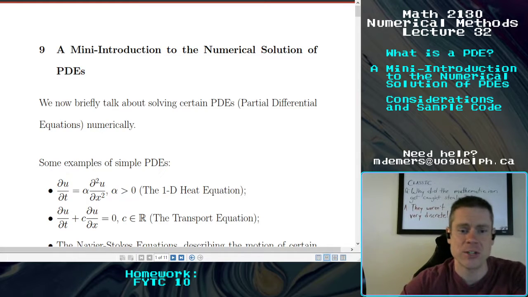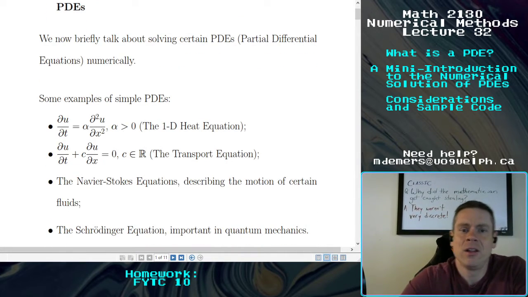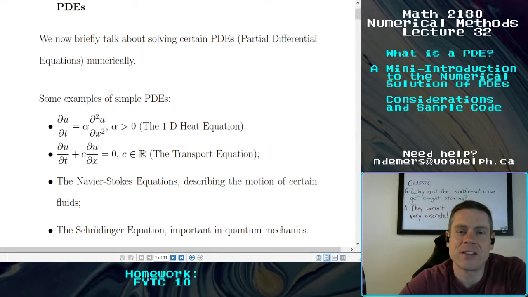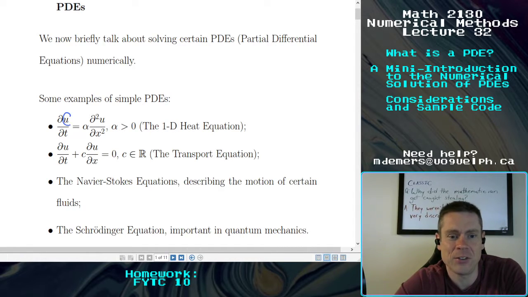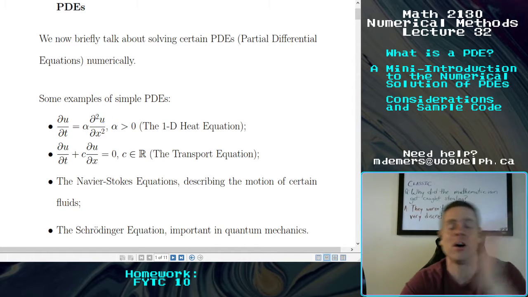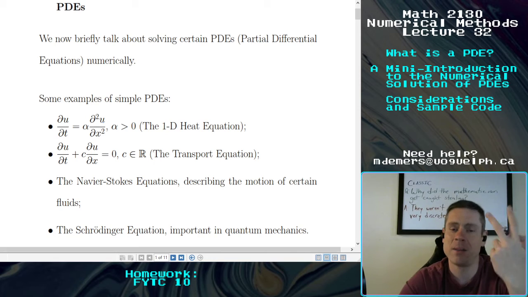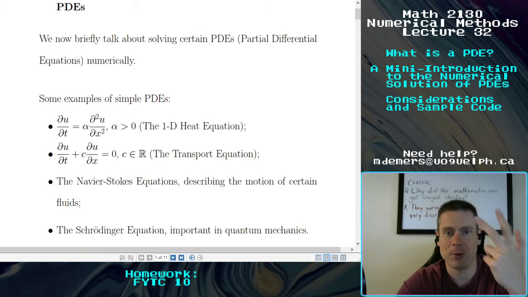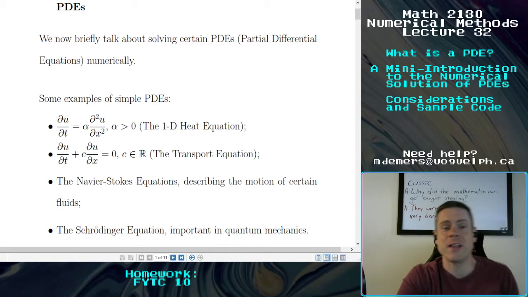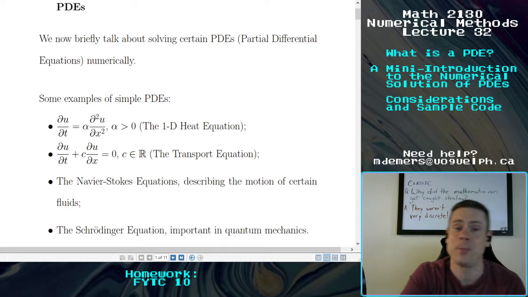PDEs, partial differential equations. Why? The big difference between these and normal differential equations is the fact that they have partial derivatives everywhere. So that means that whatever the dependent variable is here, u, for example, it depends not just on t, but also on x. Okay? It depends on two different variables, two independent variables or more, and not just one. So, for this heat equation, that t and the x represent time and space.